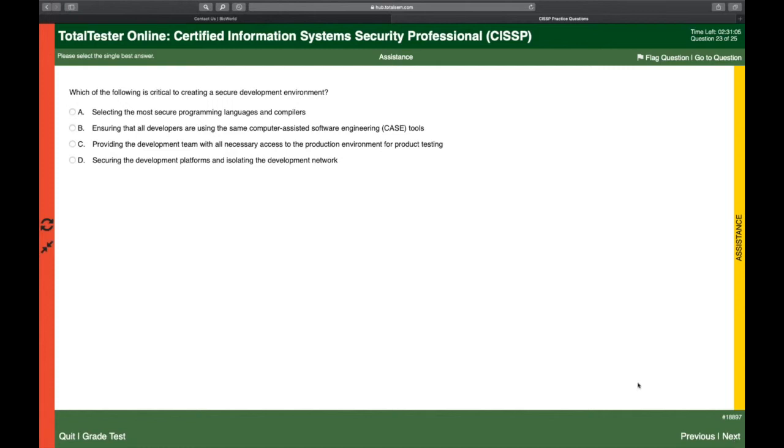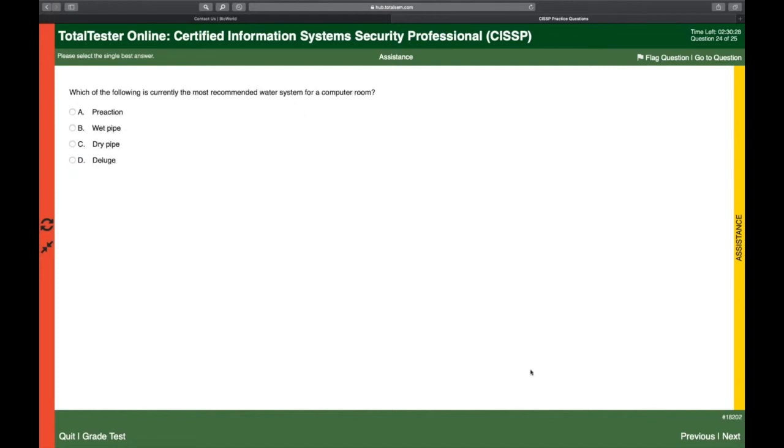I think I remember this one. Securing the development platforms and isolating the development network. You definitely don't want to provide the development team with all necessary access to the production environment for product testing. You want to isolate your development environment, which becomes a little tricky in the cloud. We're working on a system now where they're accrediting the dev environment, the test environment, and the prod environment all as one system. And that's just bananas to me.